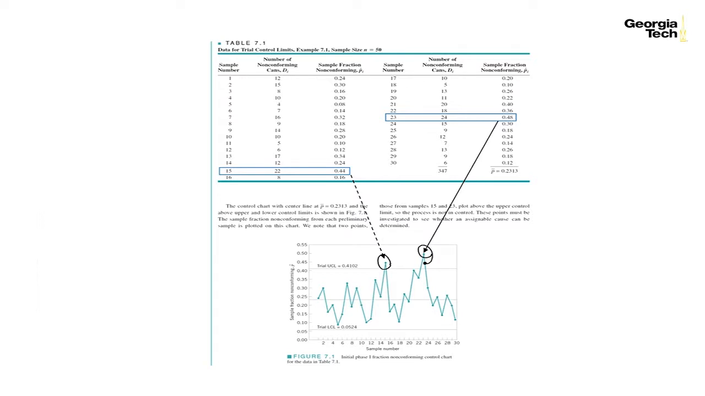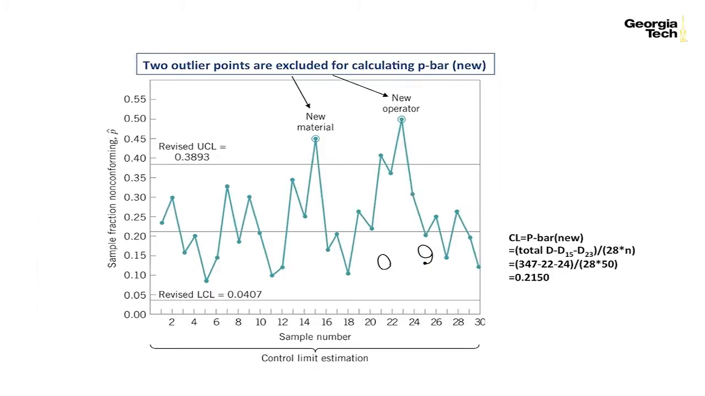So what should we do? We need to find the root cause. We need to try to remove the assignable cause and remove these points from calculations. So as you can see, here are the numbers that we have. One is because of new material, one is because of new operator. We try to train the operator and make sure that the problem we had with new material doesn't happen again.